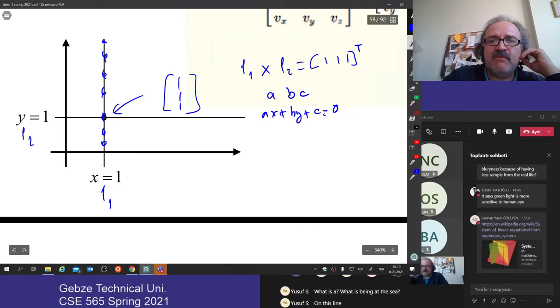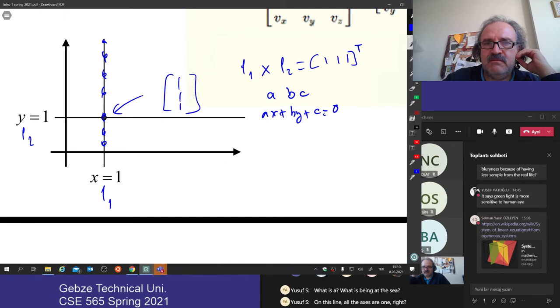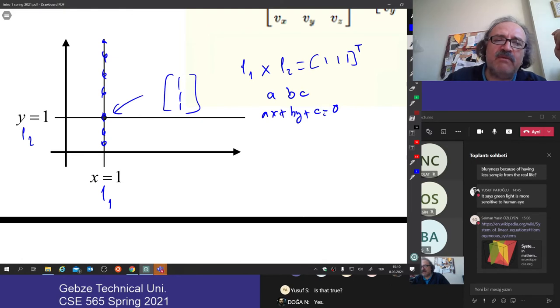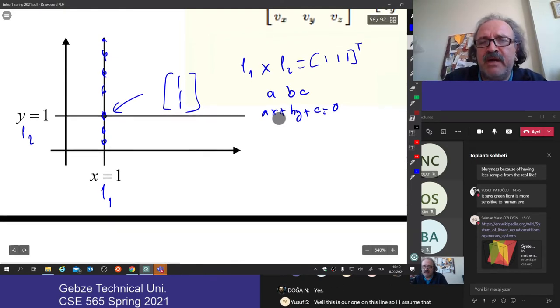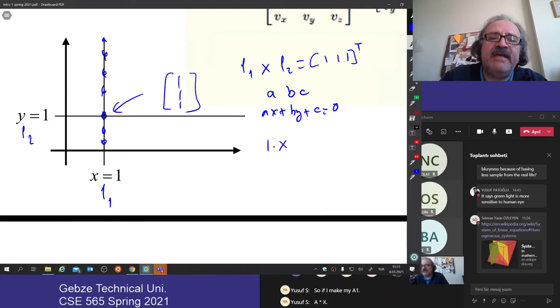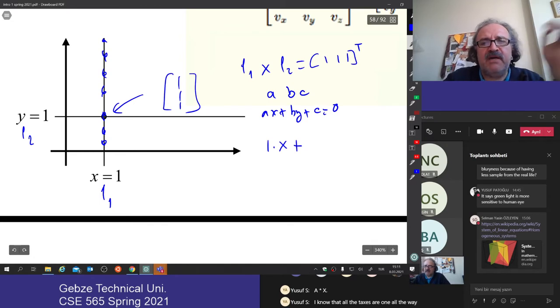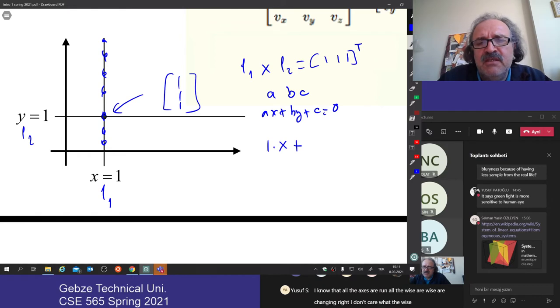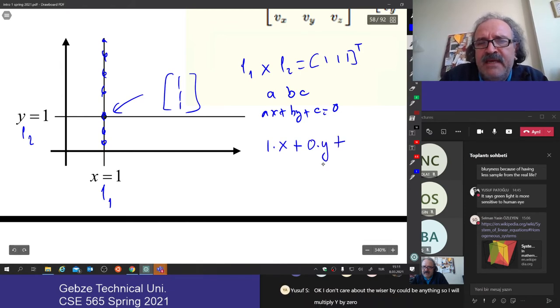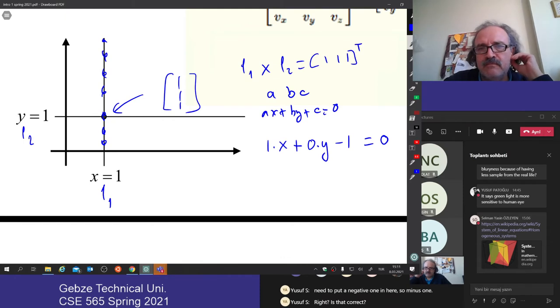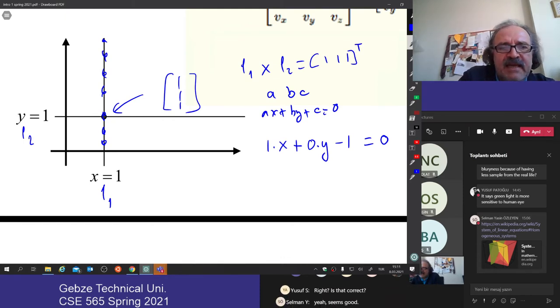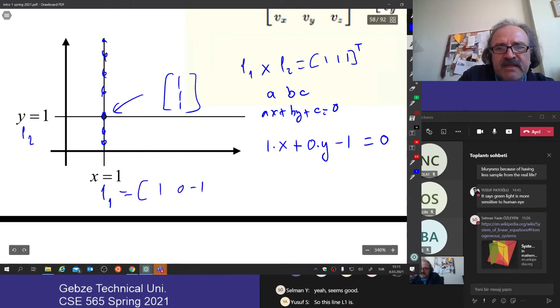On this line, all the x's are 1, right? Is that true? Yes. All the x's are 1 on this line. So if I make my a 1, a times x, I know that all the x's are 1. All the y's are changing, right? I don't care what the y's are, y could be anything. So I will multiply y by 0. Then to be able to make this a 0, I need to put a minus 1 in here. Is that correct? Yeah. So this line L1 is 1, 0, minus 1 transpose.